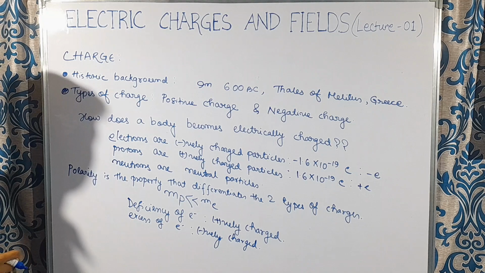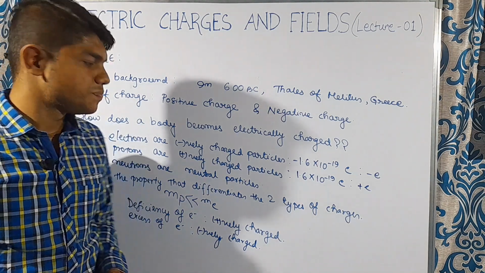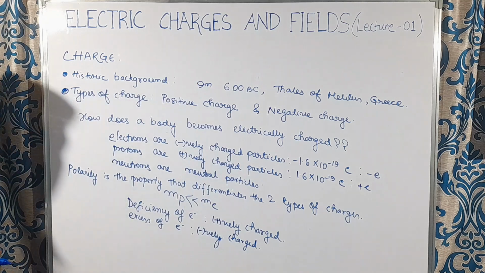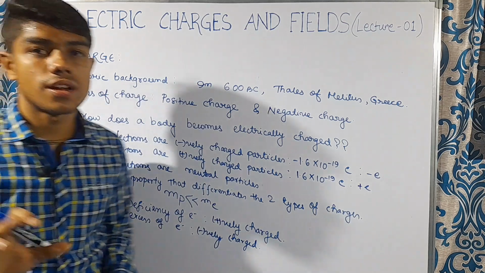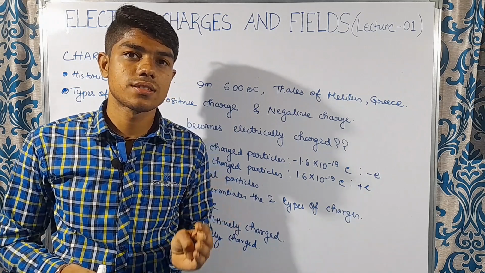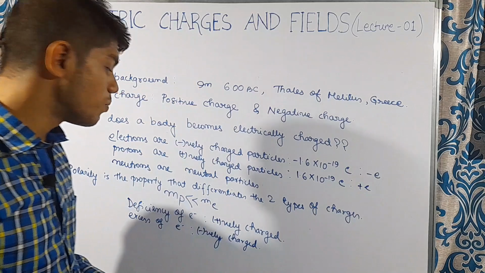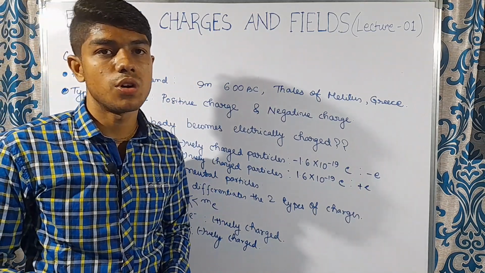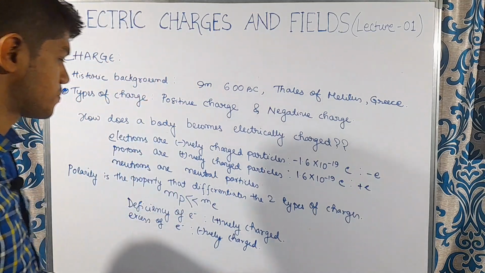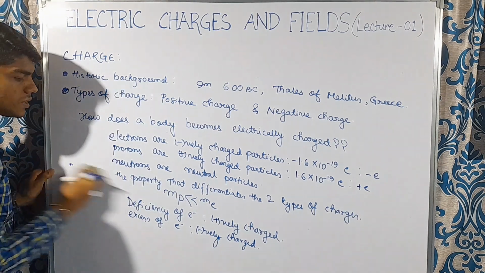Understood how a body becomes electrically charged? Electrons have to be transferred from one body to the other. Then a difference will be created in the number of electrons and protons, and one body will become positively charged and the other body will become negatively charged. Okay, so I am actually rubbing this part.